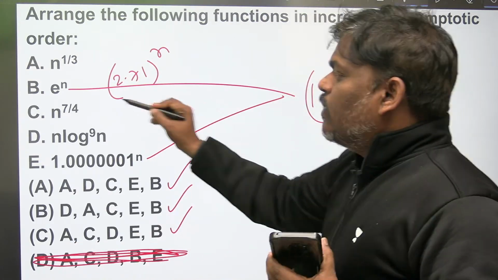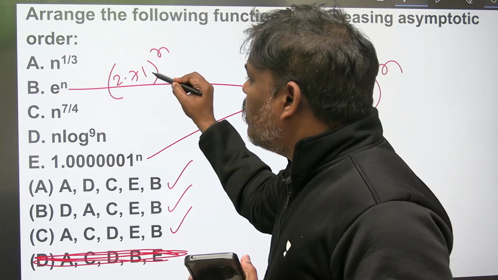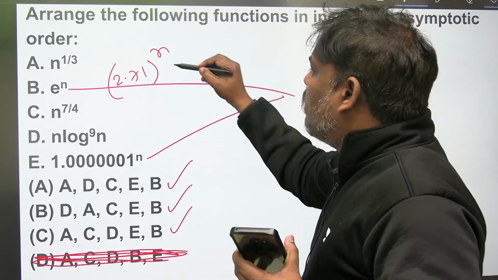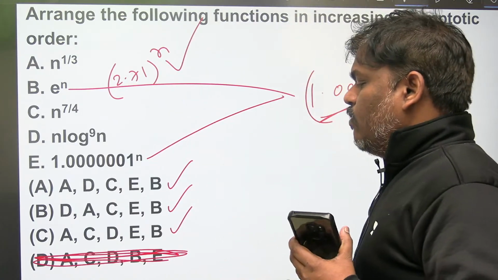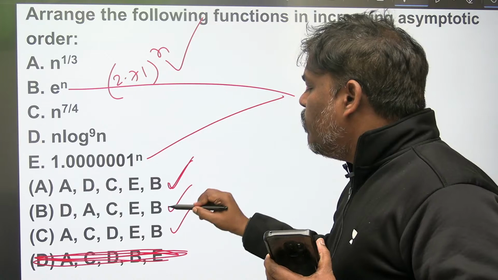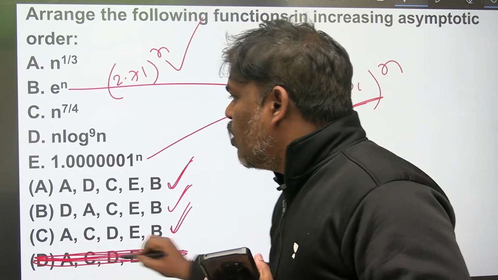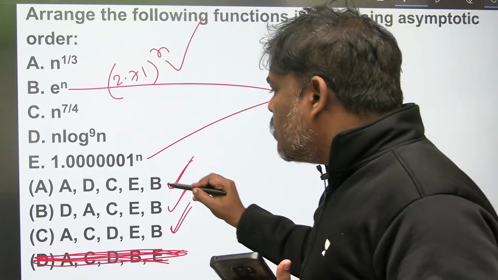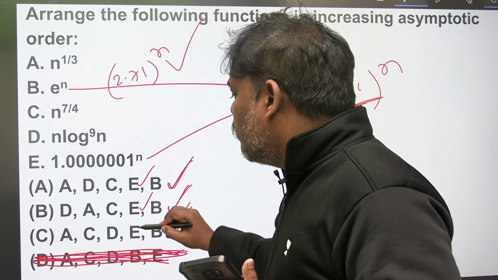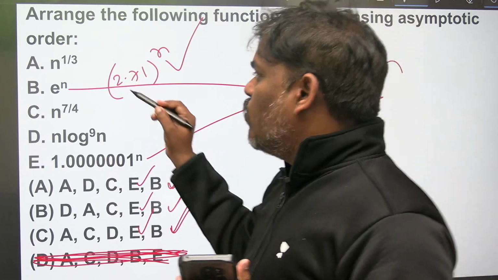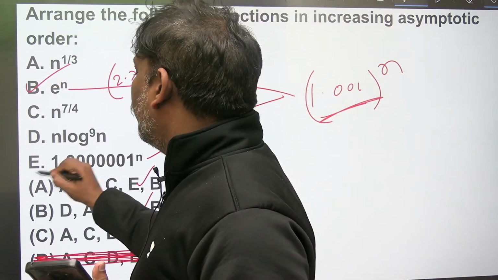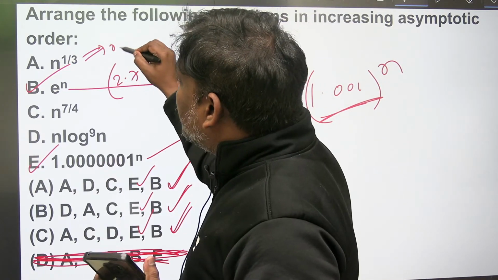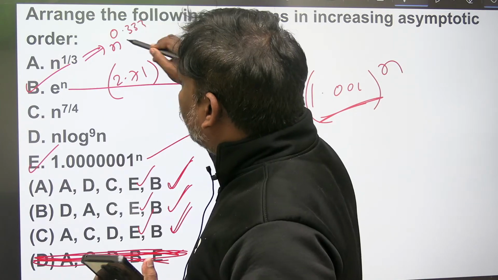So see this one. B is going to be 2.71 whole power n, but the other is 1.001. Both are exponential, but this is the bigger exponential. So the first larger should be B. No, not E. Please be careful, that is the first one. Now I think second place is going to be E. Fine, perfect. Second place is E, that is also okay. So these are already completed. Now let's come to the next one. This is n power 0.333 like that.